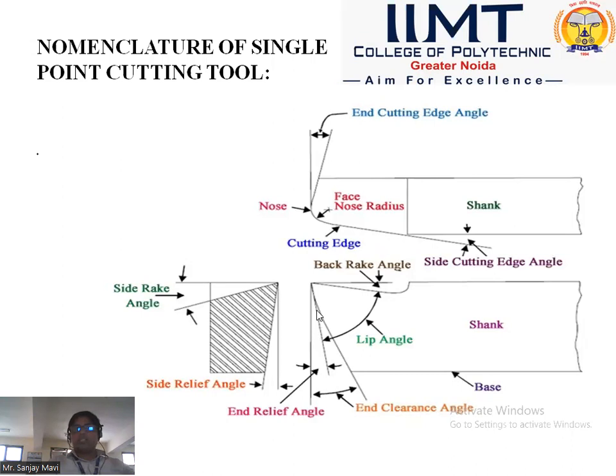If we don't provide these angles in this geometry, then unnecessary friction or contact between the workpiece and cutting tool may take place, and that causes damage to the workpiece and the cutting tool both.